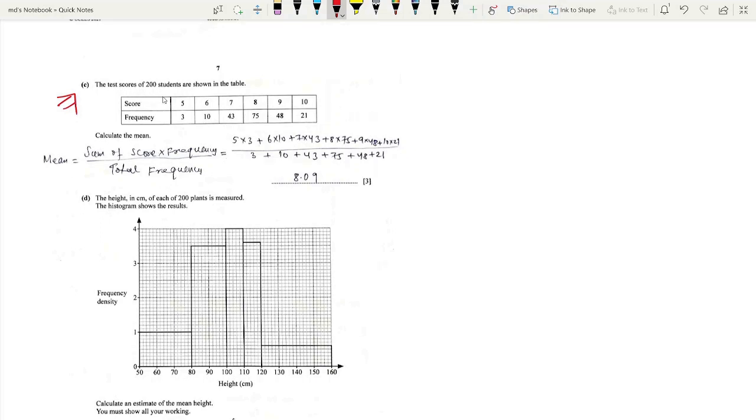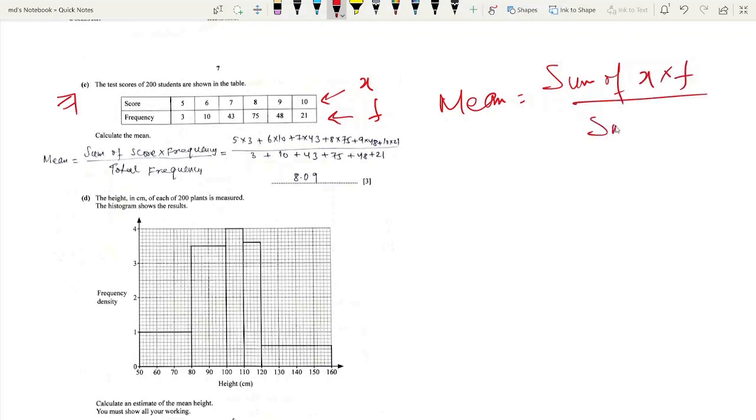The test scores of 200 students are shown in the diagram. Score is given, frequency is given. Calculate mean. That's again very simple question. Mean is sum of scores times frequency. Okay, mostly this is represented by x, this is represented by f. So mean has this formula, sum of x times f over sum of frequency, all frequencies. Okay, so this is sum of a score times frequency.